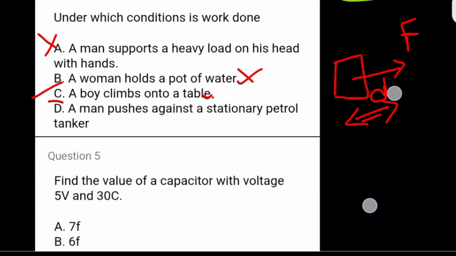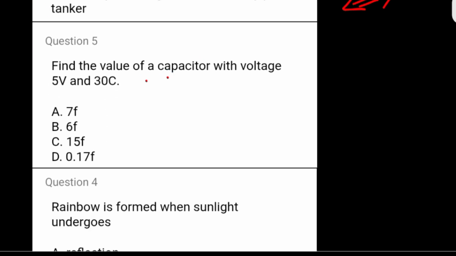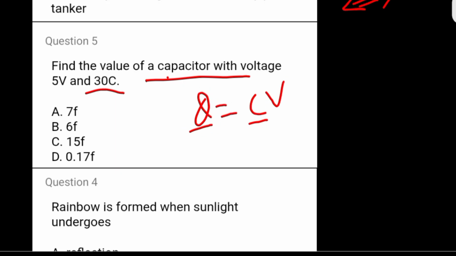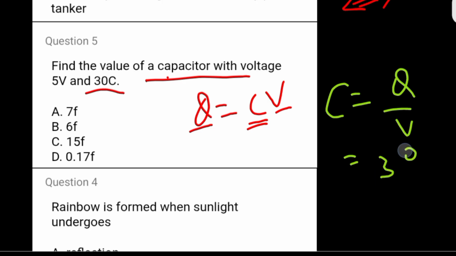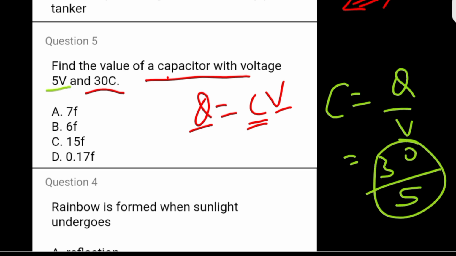Next one. Find the value of a capacitor with voltage 5 volts and 30 C. So this 30 C is the charge. So in the capacitor you have Q equals CV. So this Q is the charge, C is the capacitance, V is the voltage. That means you're looking for the capacitance, which is C. So from there, just make C the subject of the formula. So you have C equals Q over V. So the Q is given as 30. You are dividing by V, which is 5 volts. So that will give you 6 as the answer. 30 over 5 is 6 farad. So that's option B.